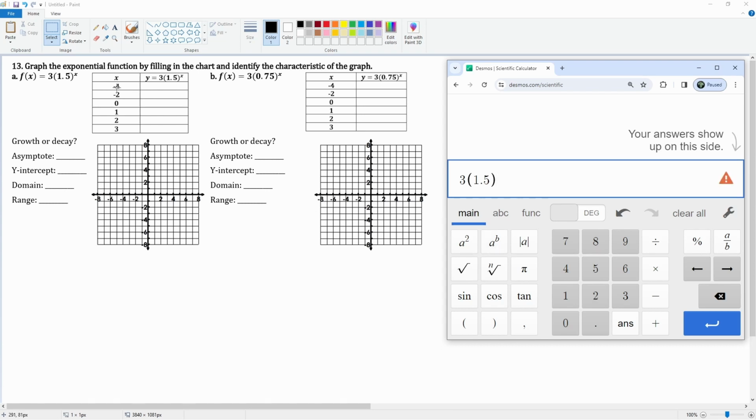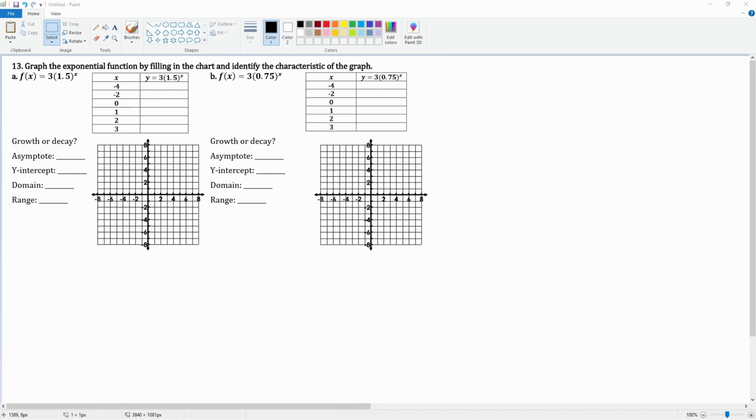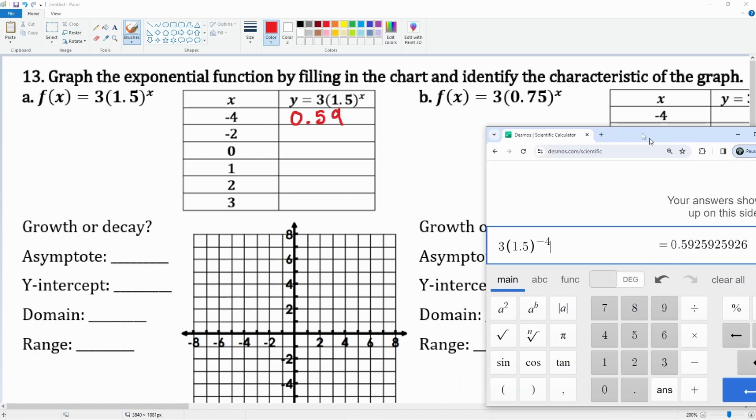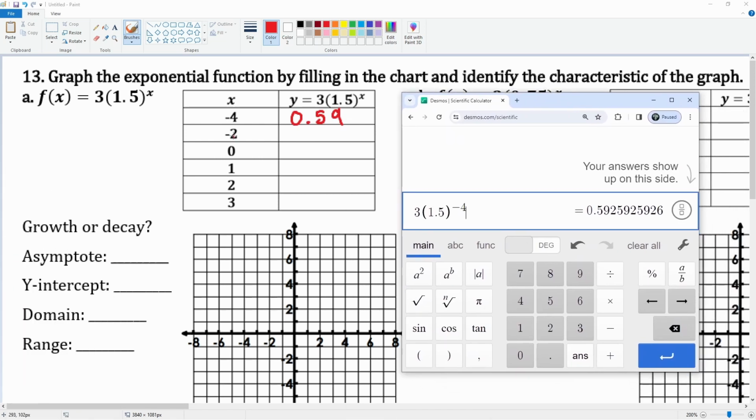Here, it tells you what numbers to pick. It says -4, so -4. Do you see that? I have that number here, so I can just write that number down. It says here it's positive 0.59. Do you see that? Okay. Then the next one, I plug in -2.